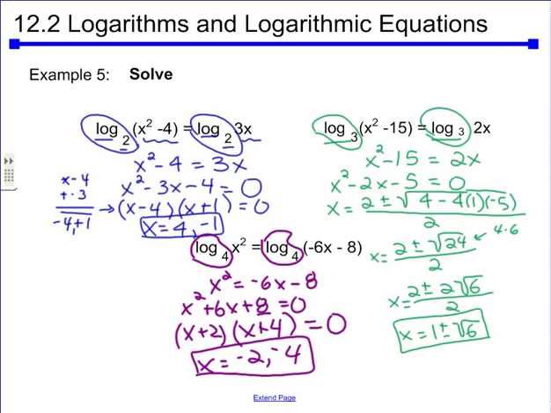So the strategy here is to recognize when you have the same base of the logs and then set the expressions equal to each other.